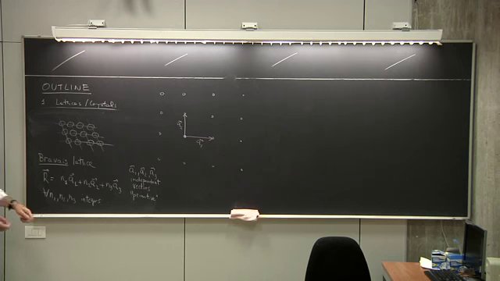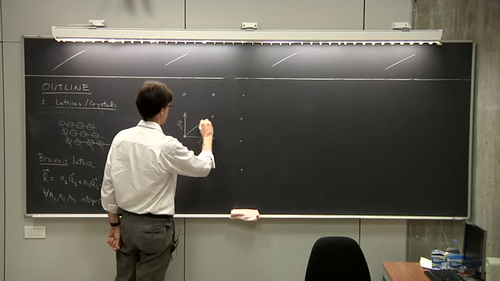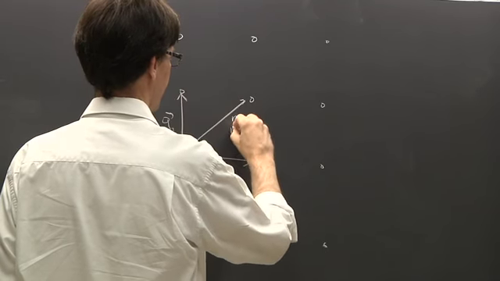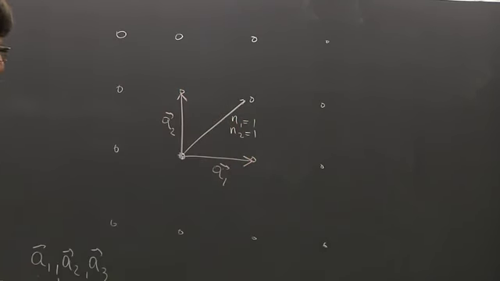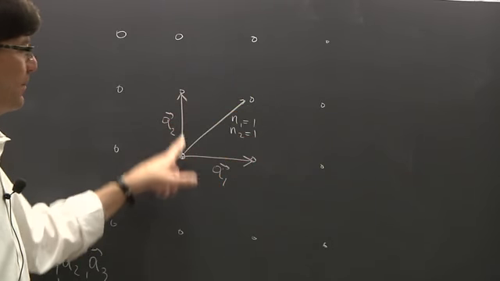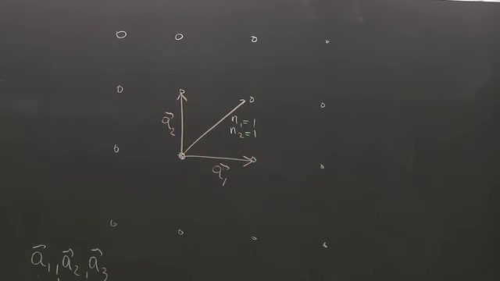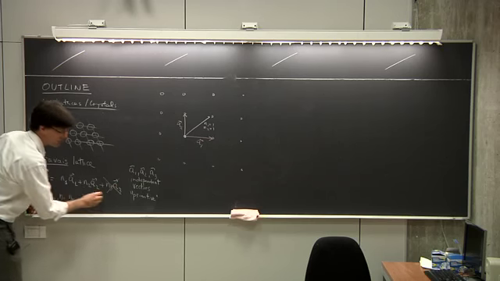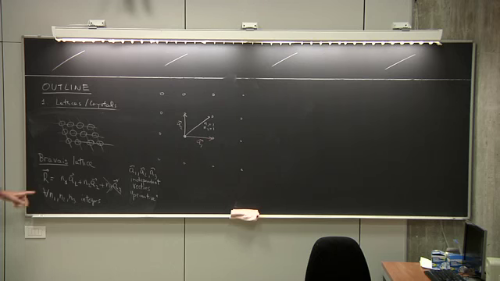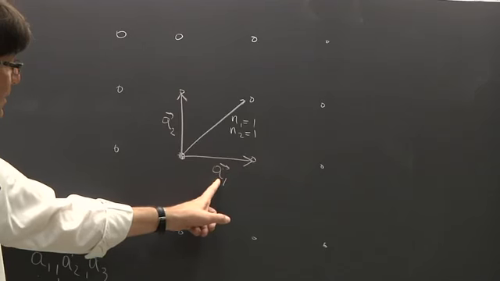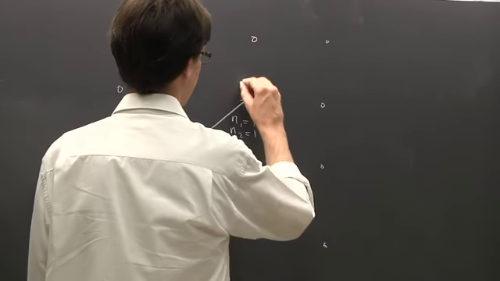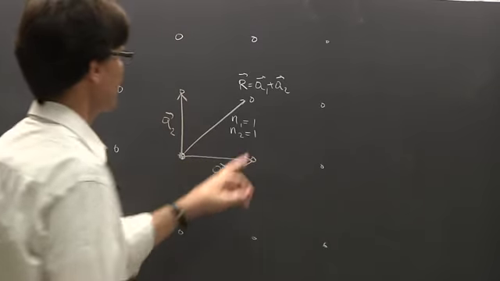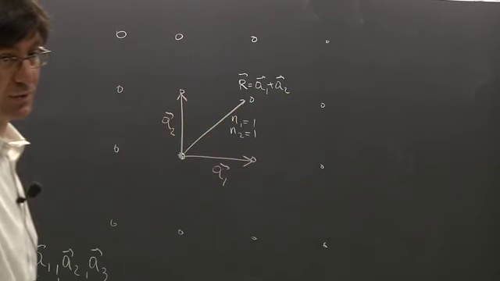For example, this point here will be characterized by n1 equals 1 and n2 equals 1, right? It's the point characterized by a1 plus a2, if I write it in this form. Now, we are forgetting about a3 because we are in 2 dimensions, right? So this point here will be, well, let me write it. This is clearly a1 plus a2. So this corresponds to n1 equals 1 and n2 equals 2, obviously.